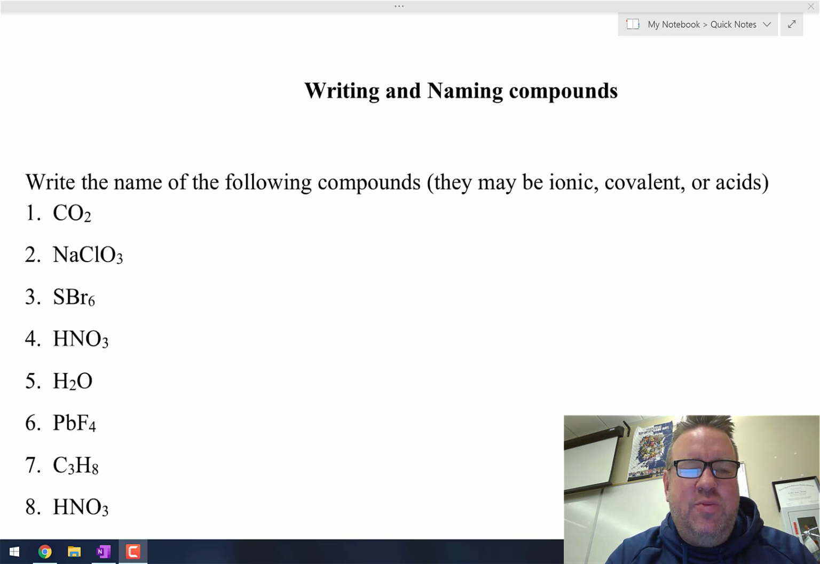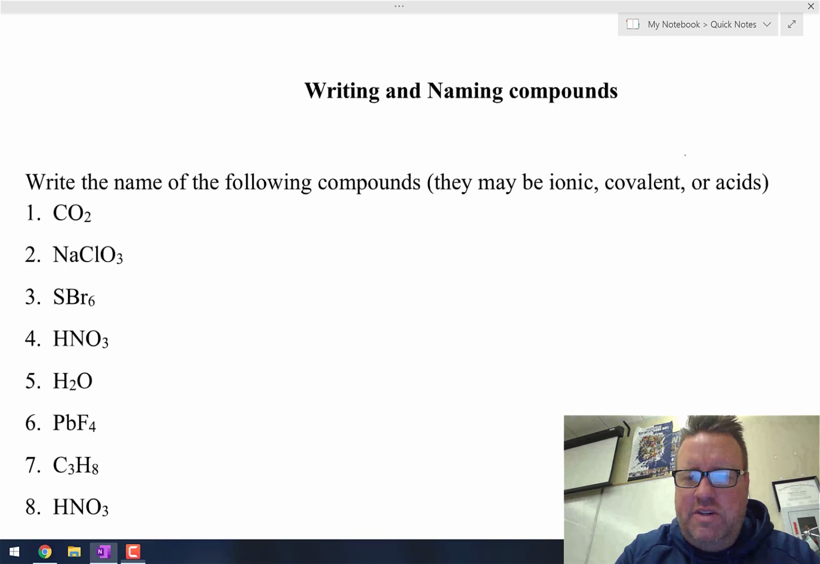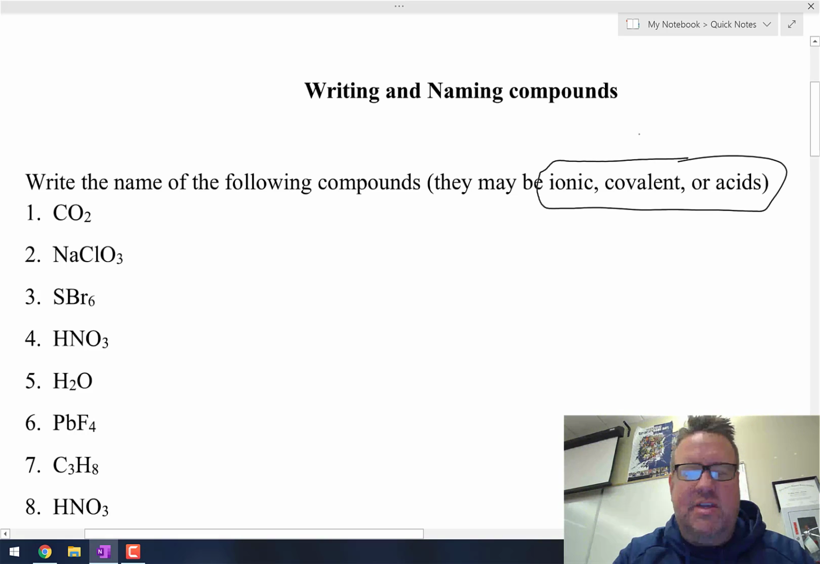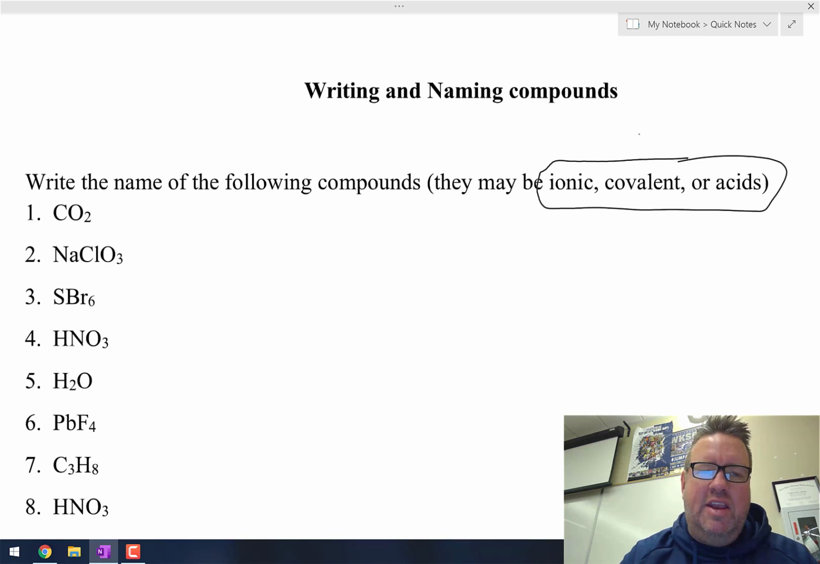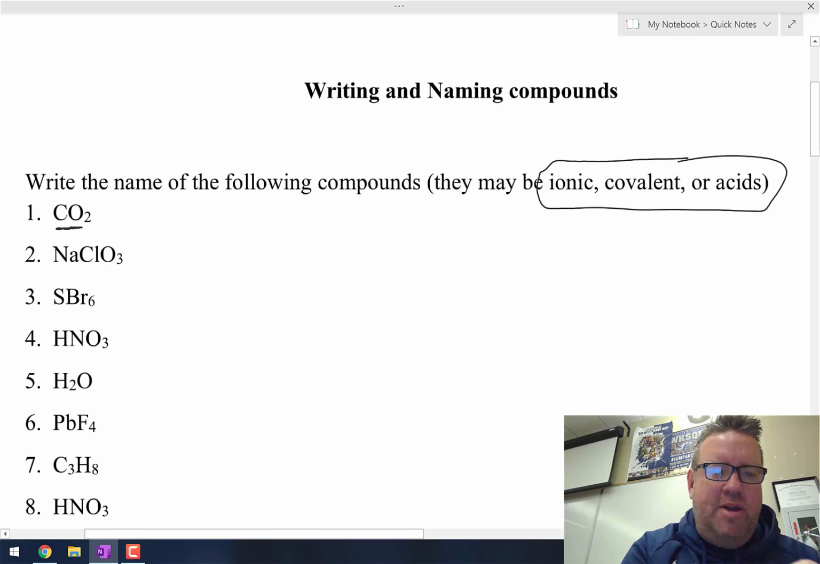Okay, so for these first ones, you can see that we're given the chemical formula and we have to come up with a name for them. So remember, the first thing that you really have to think about here is: is it ionic, is it covalent, or is it an acid? So sometimes it might even be beneficial, before you even start to go through them, to identify them. For example, I might look at number 1 and go, oh, those are 2 nonmetals, so I'm just going to put a little C on the side, and that tells me it's covalent.